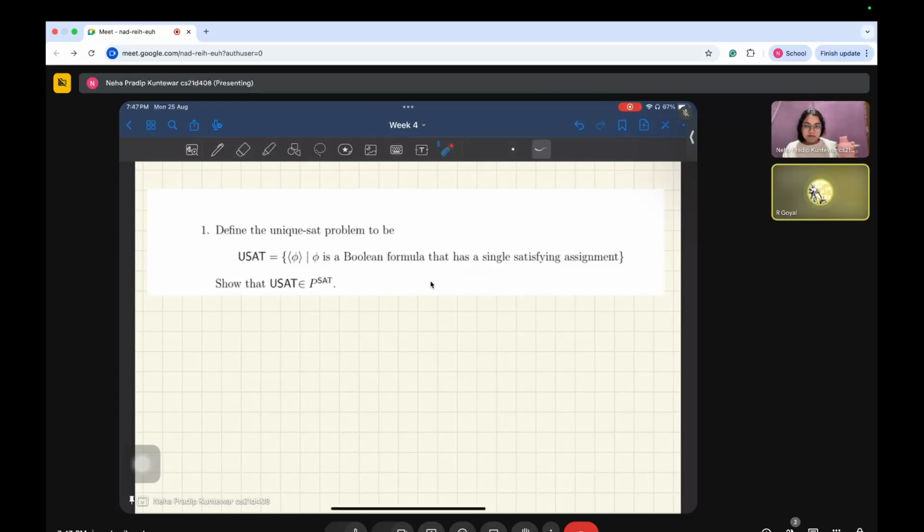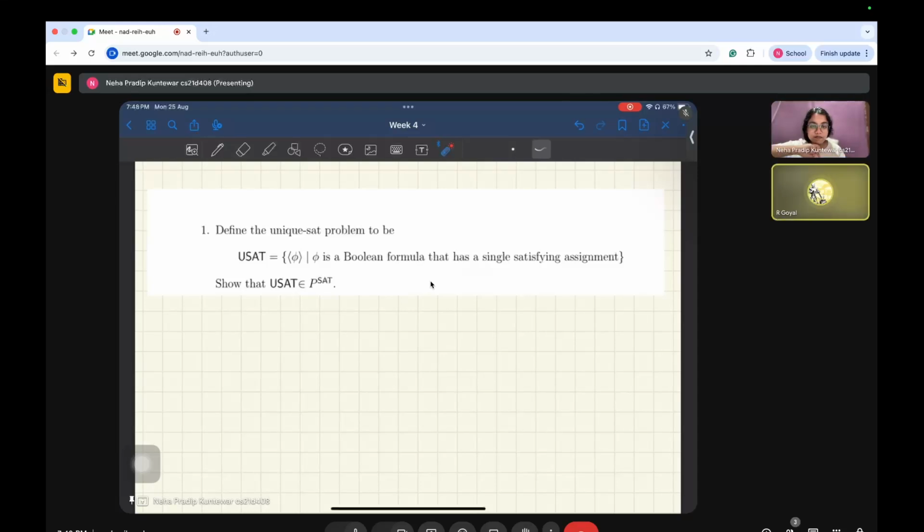Now the thing is that this can be decided by a simple DTM, a deterministic Turing machine, but this deterministic Turing machine has access to the SAT oracle, and the SAT oracle will tell us in constant time whether this is an element of the satisfiability language or not. But it will not tell us whether it has exactly one satisfying assignment or not.